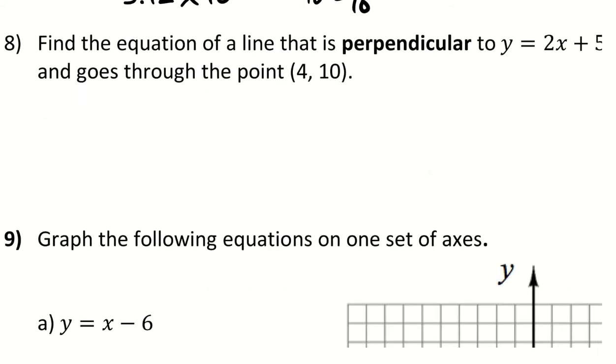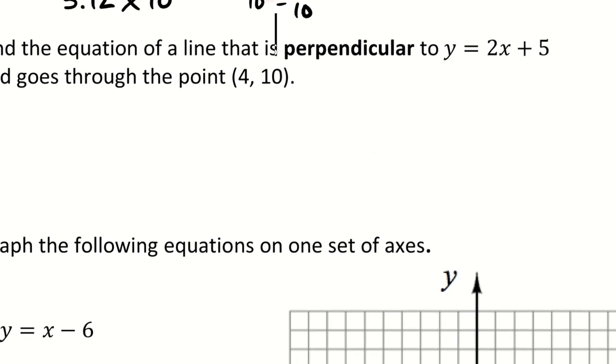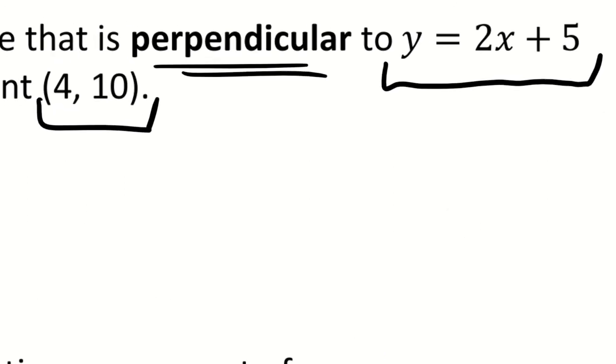For question 8, we are asked to find the equation of a line that has two properties. It's going to be making a right angle with a particular line, perpendicular to a particular line, and it's going to go through this point. So the thing about this problem is if I know a slope and I know a point that's on that line, I can find the equation of a line. Well, I have enough information to figure that out.